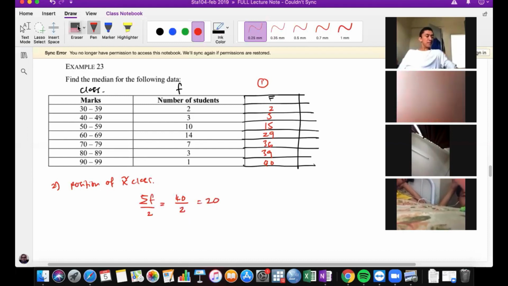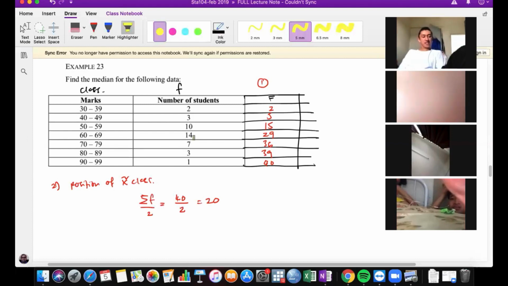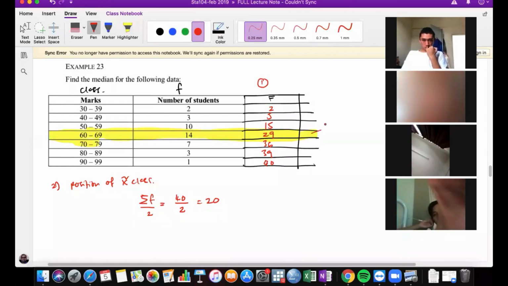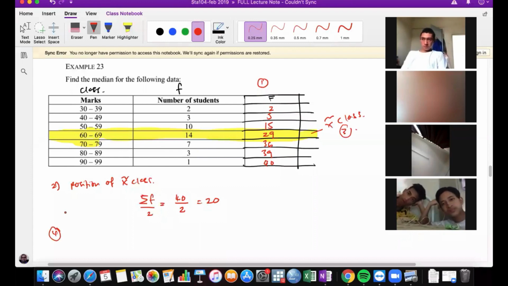So the third step is we need to find the median class. To find the median class, we look for the cumulative frequency equal to 20 or the next greater value. We don't have 20 in the cumulative frequency. The next greater is 29. So this is your median class.